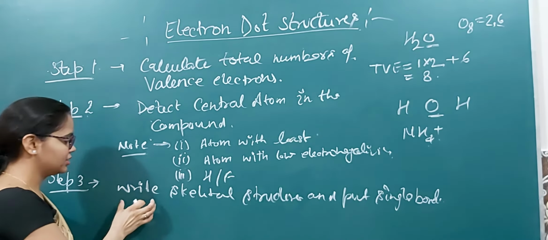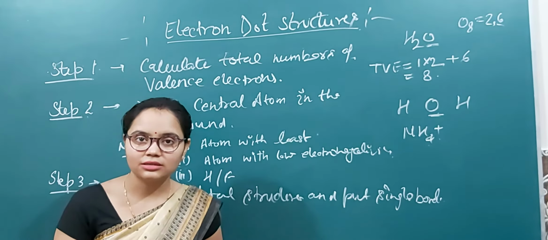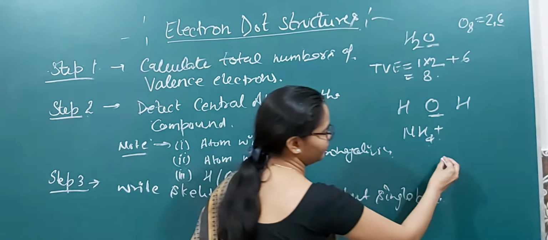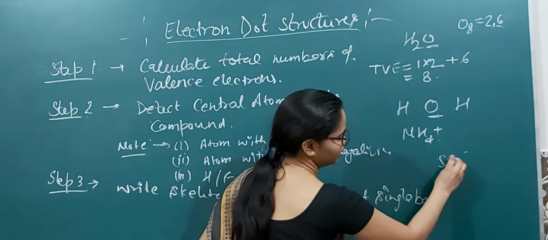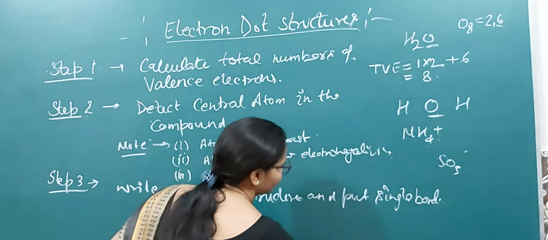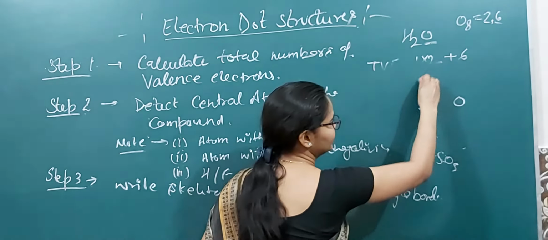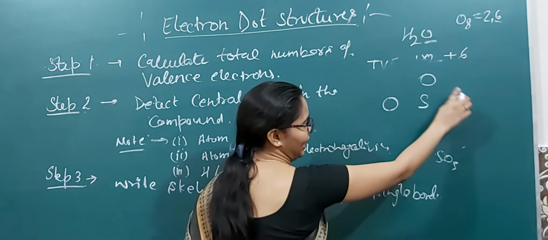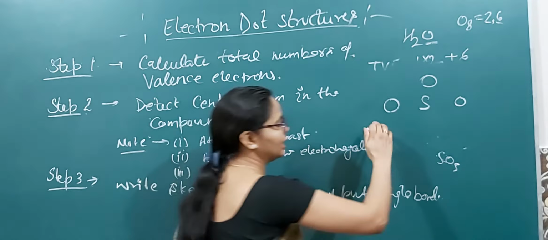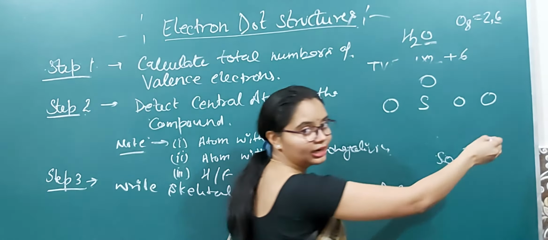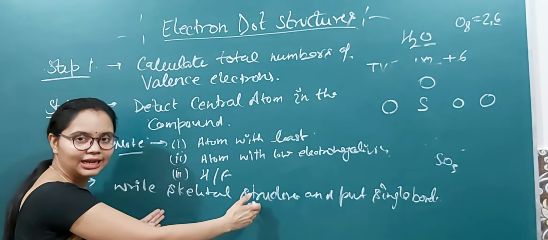Okay, so first of all, what is a skeletal structure? You have to memorize the skeletal structure. Let's take SO3. In SO3 you will arrange the atoms in this pattern: O as corner atoms and sulfur as the central atom. You cannot arrange these linearly, so you have to follow a certain pattern for writing the skeletal structure.